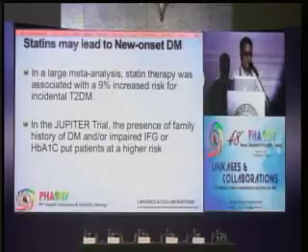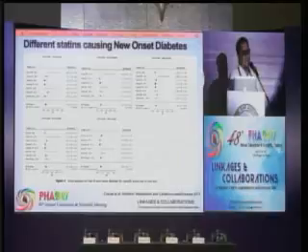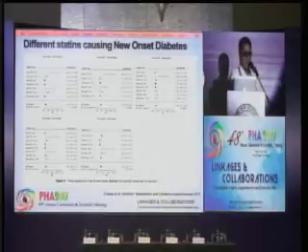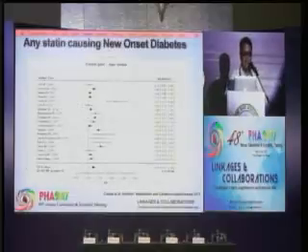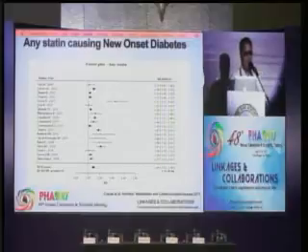And in the JUPITER trial, the presence of a family history of diabetes, impaired fasting glucose (IFG), or HbA1c put patients at a higher risk for new onset diabetes. And it's not just seen in rosuvastatin, but in all the classes of statin. So it's basically a class effect looking at this meta-analysis. Even simvastatin and atorvastatin can lead to new onset diabetes. Putting it together in one meta-analysis, any statin can lead to new onset diabetes.